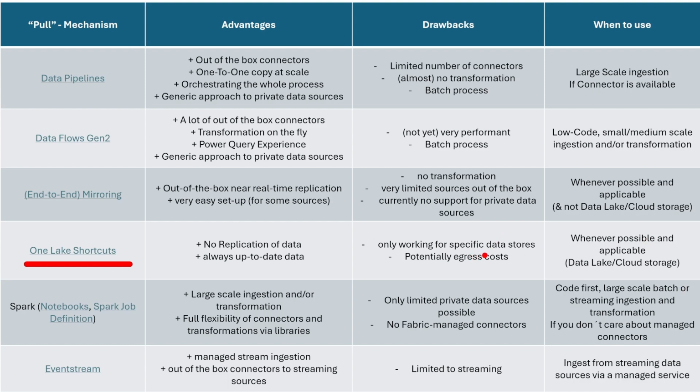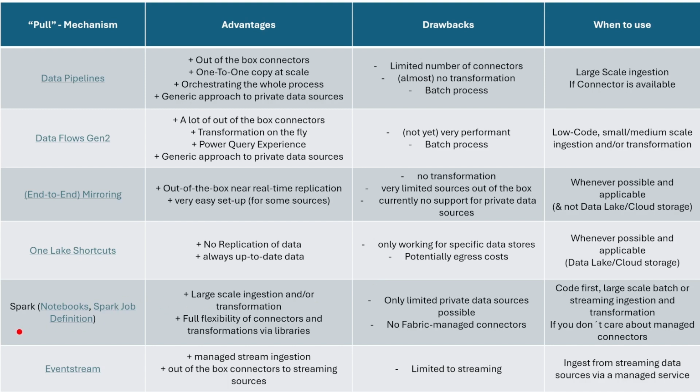It's only working for specific data sources, namely data lake and cloud storage, because Fabric OneLake works with a focus on using a data lake as the data foundation. So only other data lakes and cloud storage, like Azure Data Lake Storage Gen2, AWS S3, Google Cloud Storage, or even other solutions which can be deployed on-premises and have an S3-compatible API, can be connected here via OneLake shortcuts.